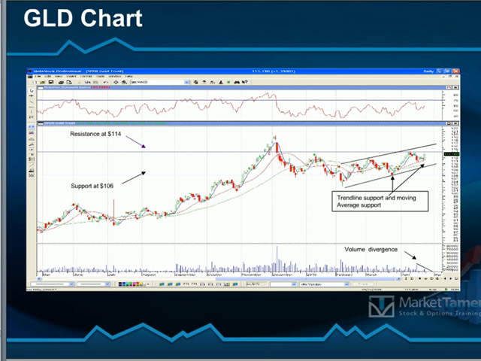Not sure how this stock is going to react to this, or this ETF will. But the volume thing doesn't scare me too much anymore, because this entire rally that we've seen over the last few months has been on low volume. So maybe this is the new normal.